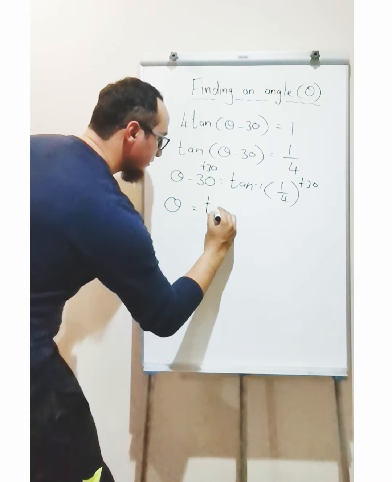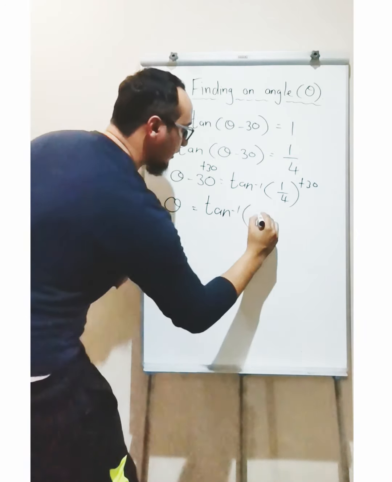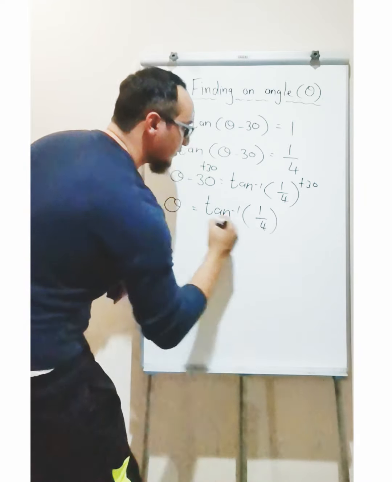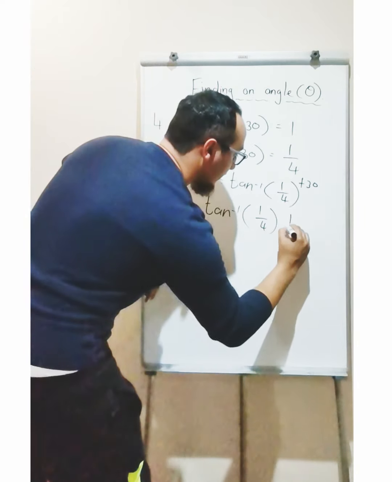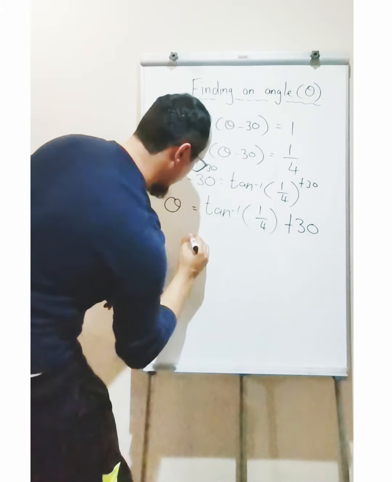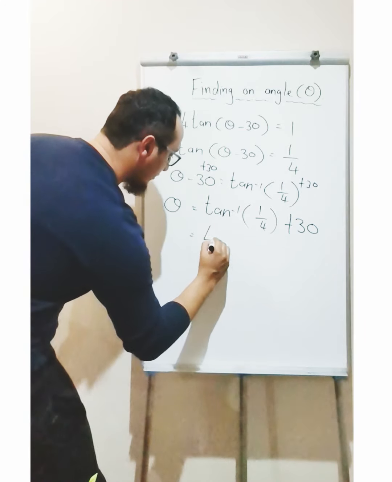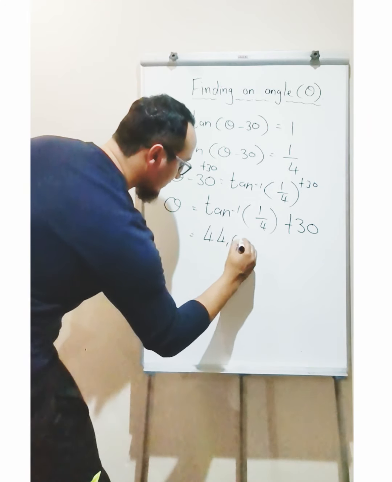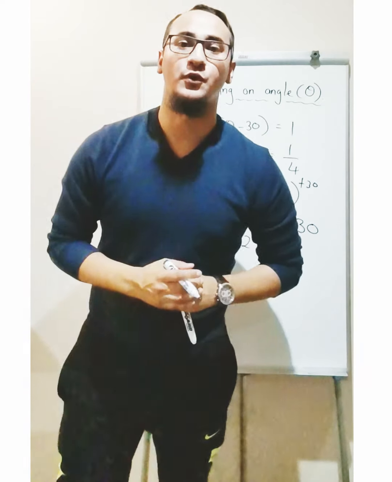Over here, tan. What happens? The bracket opens. A quarter. Close the brackets. And over there, do not forget to add your 30. And if I add my 30 and I type it just like that into my calculator, I should get the answer of 44,02 degrees.